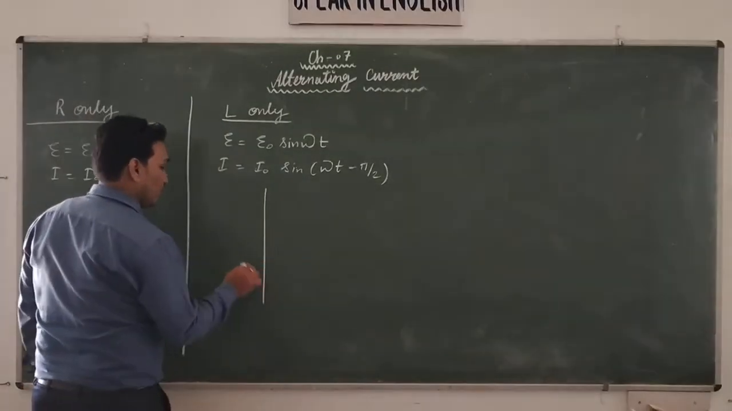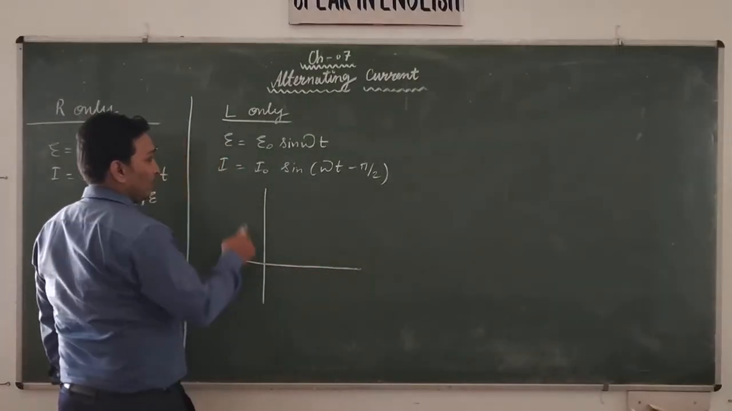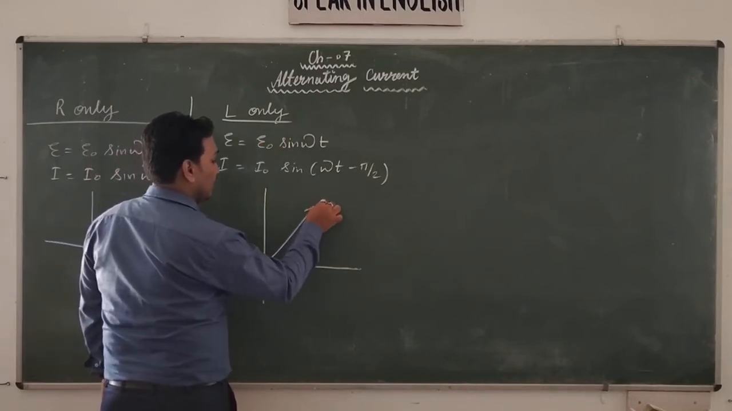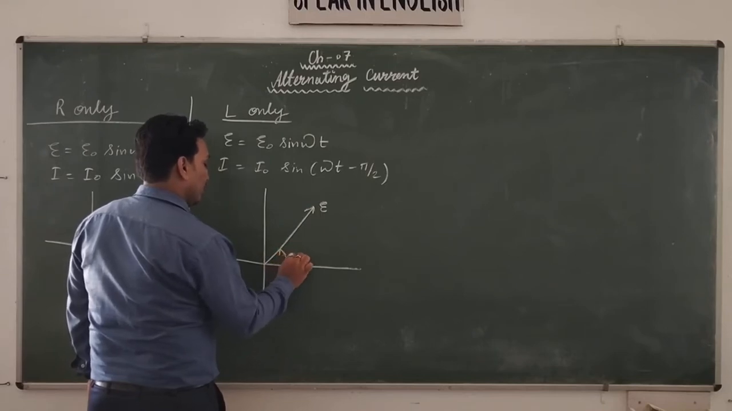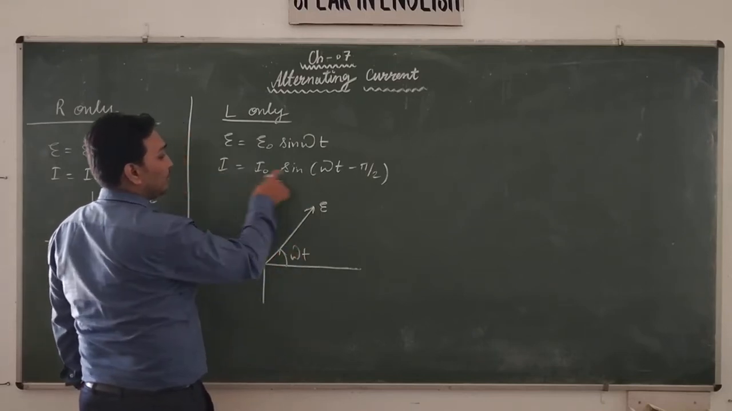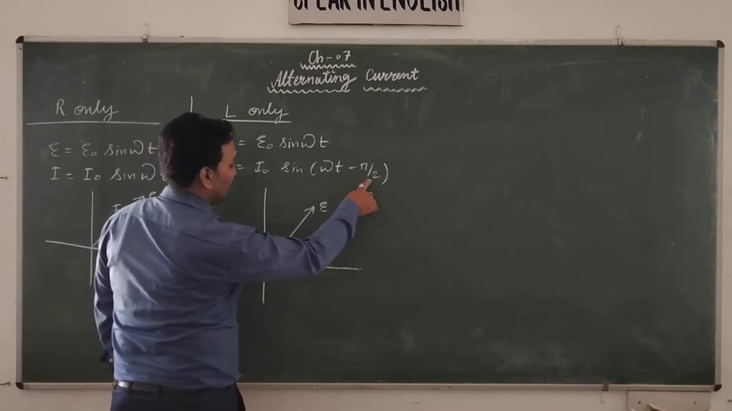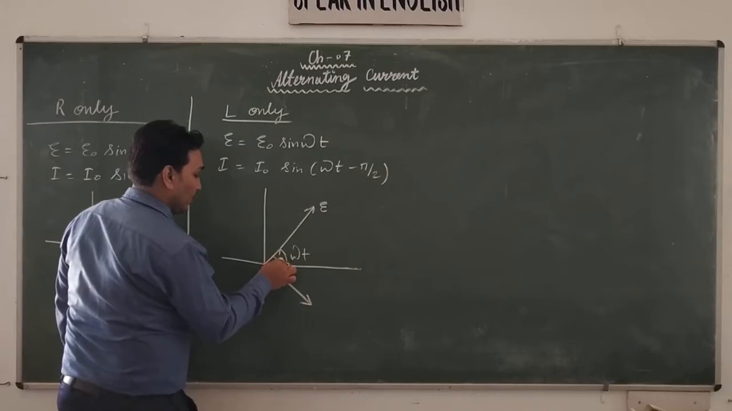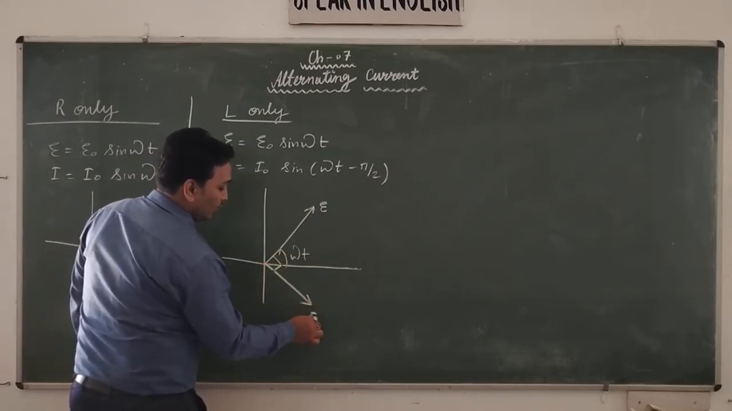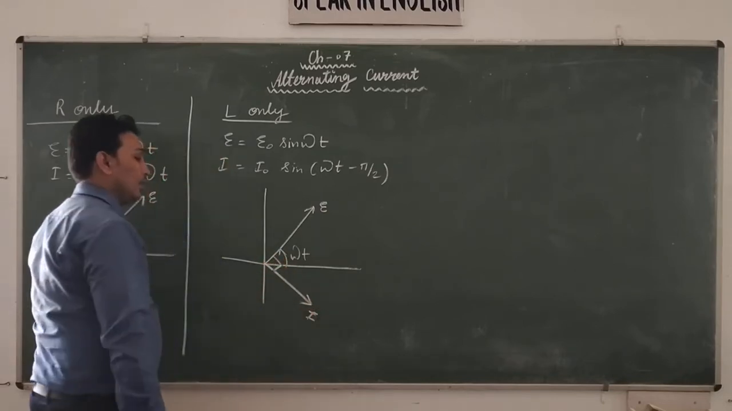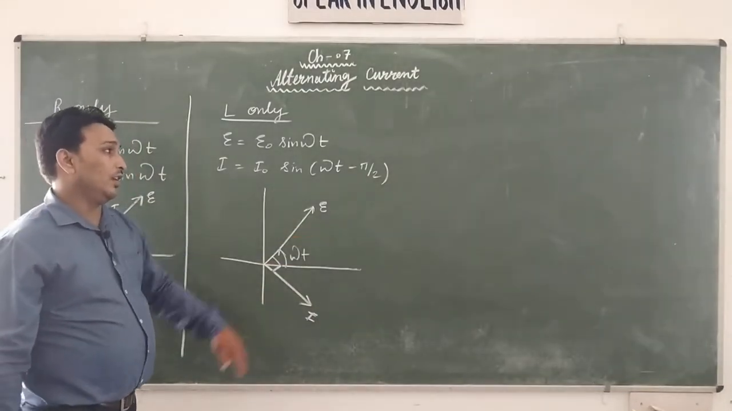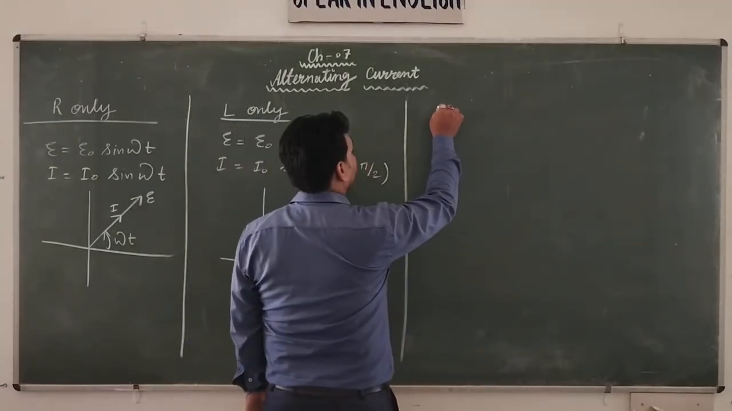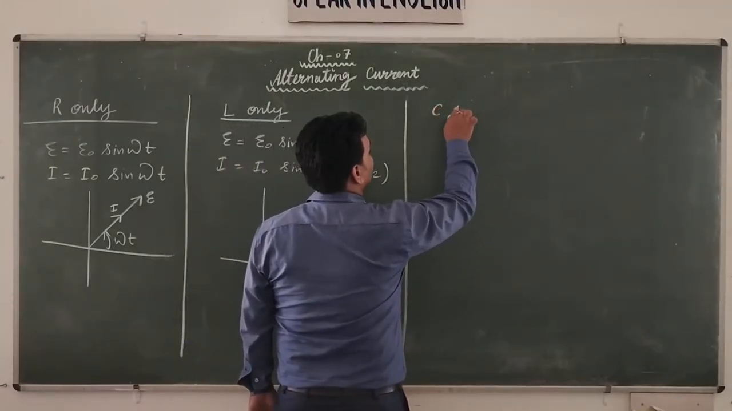How the phasor diagram was? The phasor diagram of circuit containing only L, EMF is in this way. If this is omega t, then current lies behind omega t with an angle pi by 2. Behind EMF with an angle what? Pi by 2. So this will be the phasor of current. Okay, current lags behind the EMF or voltage. And the last we studied was capacitor only.